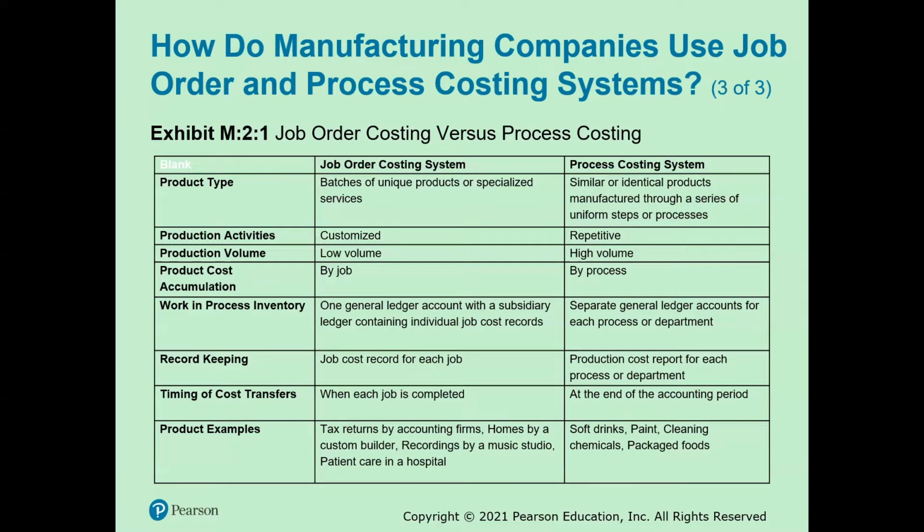Both job order and process costing systems use a 4-step method to track product costs. The steps are accumulate, assign, allocate, and adjust. Now look for the 4 steps as we track the product cost through the inventory accounts on the balance sheet to cost of goods sold on the income statement.